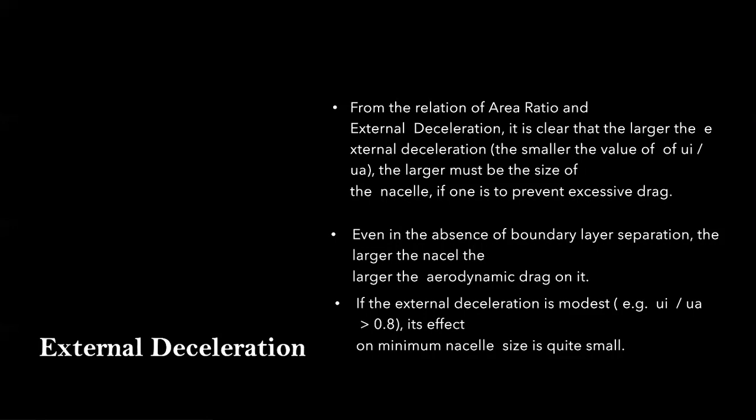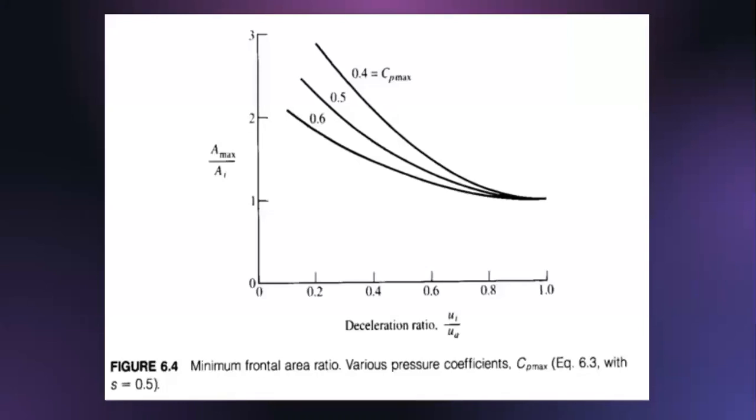Even in the absence of boundary layer separation, the larger the nacelle, the larger the aerodynamic drag on it. So we want the nacelle to be small. If external deceleration is moderate, its effect on nacelle size is quite small. This is a graph plotted with the minimum area ratio and deceleration ratio, for a constant Cp, I mean the coefficient of pressure: 0.6, 0.5, and 0.4.